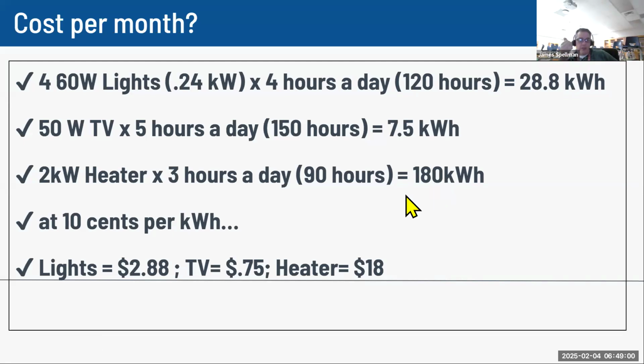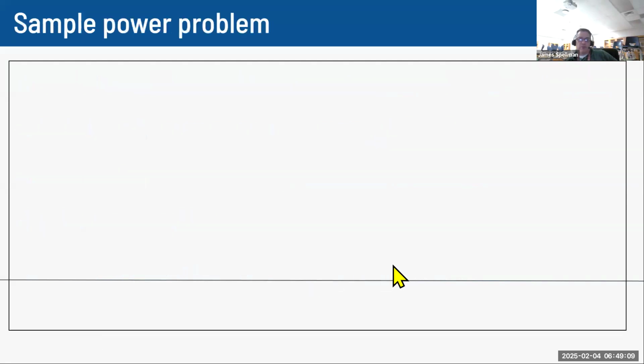So again, 3 things: kilowatts, hours, rate. Kilowatt hours and rate. We do all 3 of those things. That's going to get us the cost for what's going to be on them.